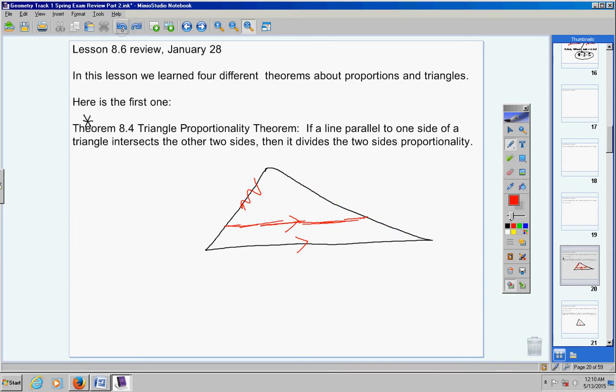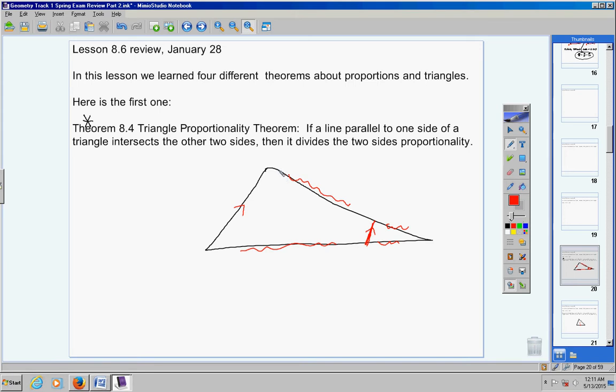Let me go over that again. If you have a triangle and there's a line drawn connecting two sides of the triangle, it could be these two sides here, guys. It could be drawn from here to here. As long as that line right there is what? Parallel to this side over here, then these two segments and these two segments are proportional. Okay? So that's what this theorem is saying.